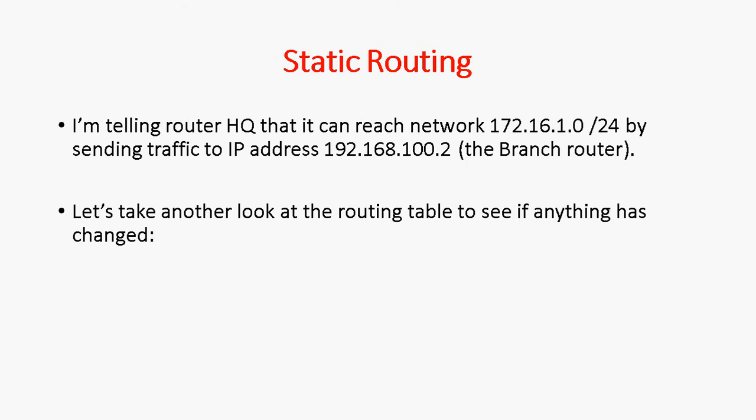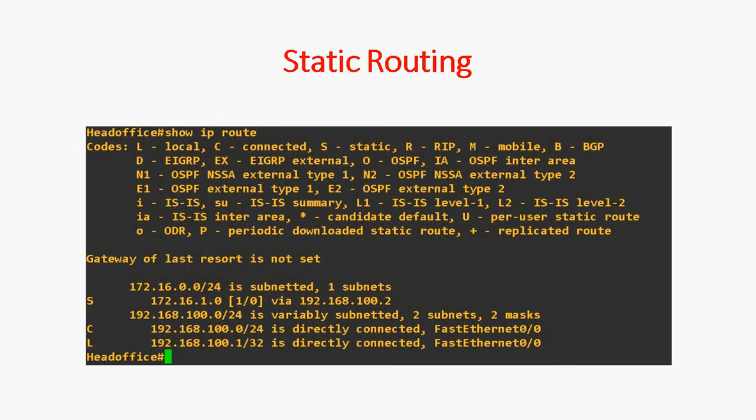Now we can look into the routing table to see if any changes happened. We saw it before configuring the static route, and now we can see it after configuring the static route. In the head office router I am giving show ip route. Here we can see an extra entry in the routing table, which is the branch office LAN network 172.16.1.0. Here it is showing a capital letter S, which indicates static. We are configuring static routing, so that's why we have that entry in our routing table.